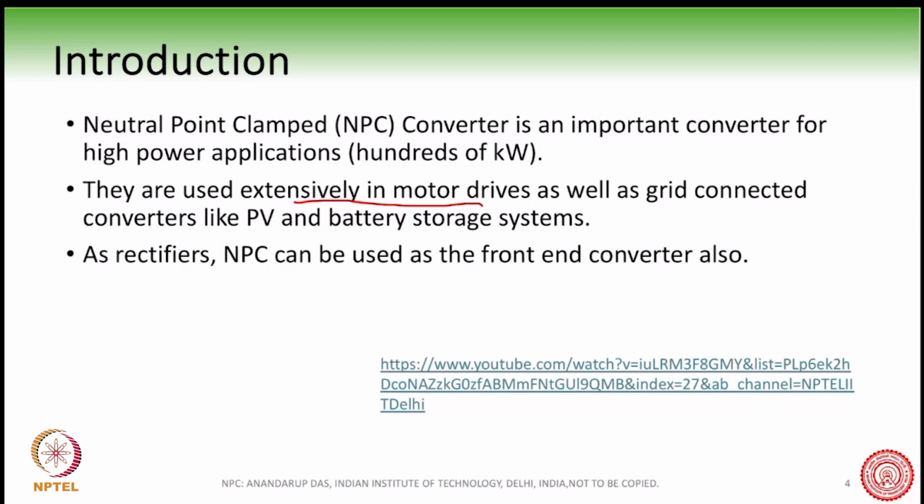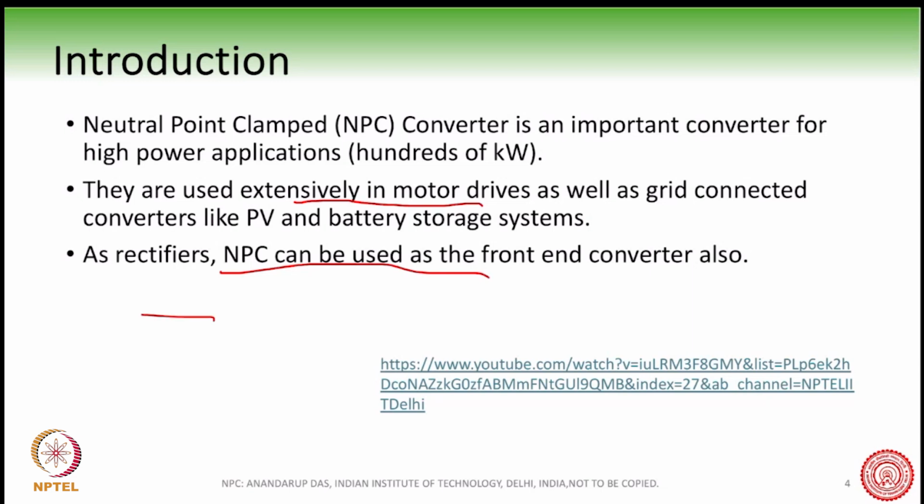In PV systems or in battery storage systems, we find that this converter is very suitable and commercially very much deployed in real life. This is a bidirectional converter, which means it can act as an inverter, and it can act as a rectifier as well. As a rectifier, it is many times used at the front end when there is a grid connection.